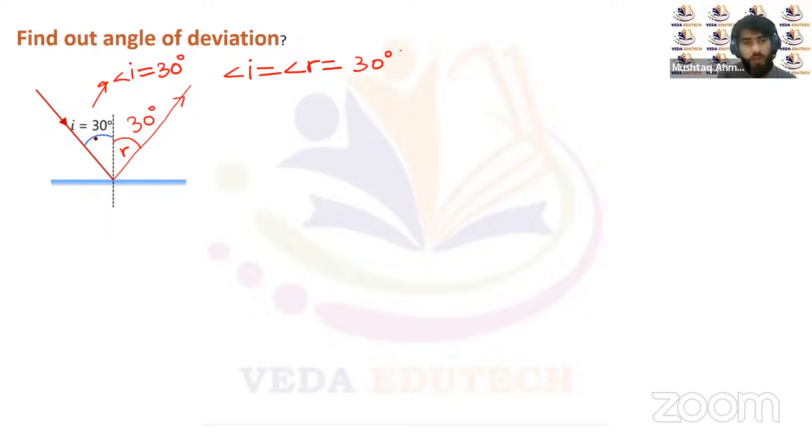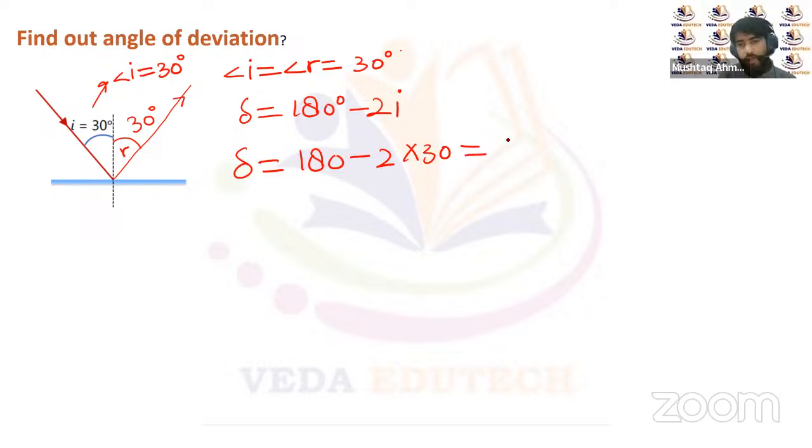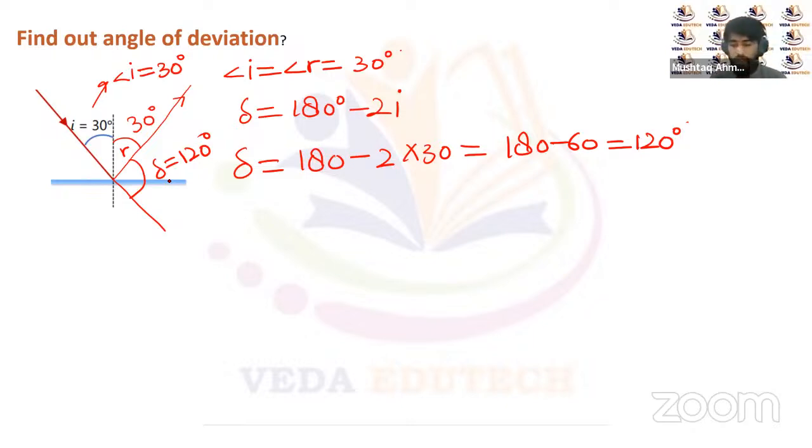Now the total angle here on this line will be 180 degrees, or we can write delta as 180 degrees minus 2 times the angle of incidence. So delta will be 180 minus 2 times 30. It will be 180 minus 60, that's equal to 120 degrees. So this is the angle of deviation, delta, equal to 120 degrees. The angle of deviation for this ray of light will be 120 degrees.